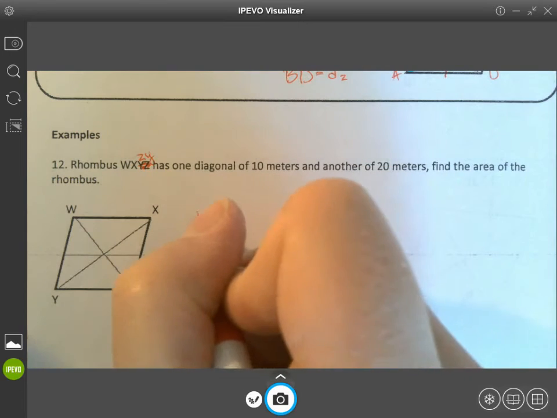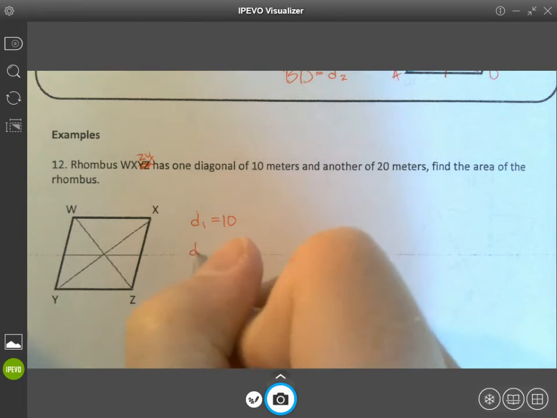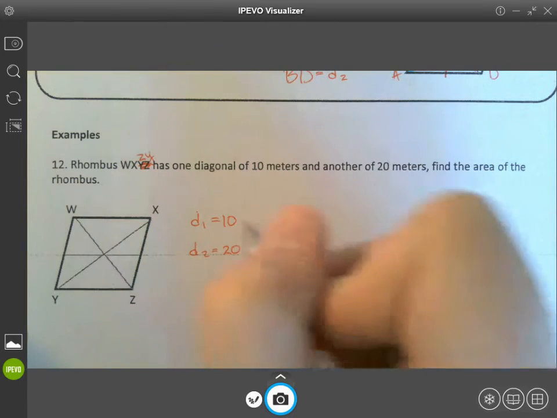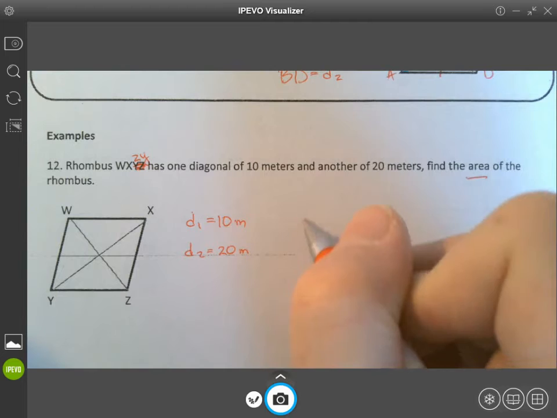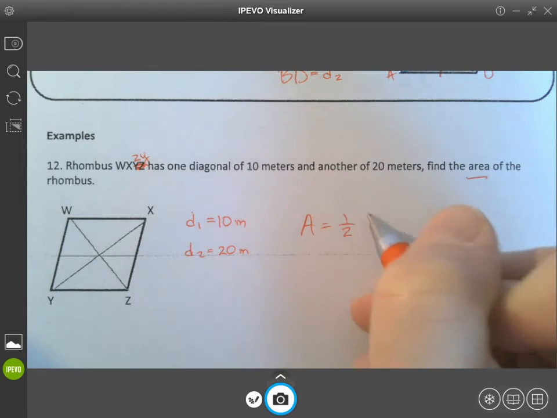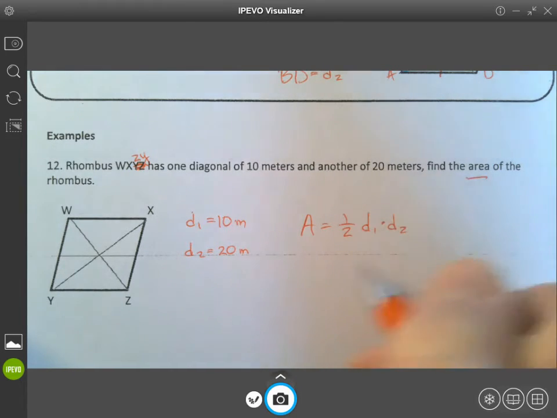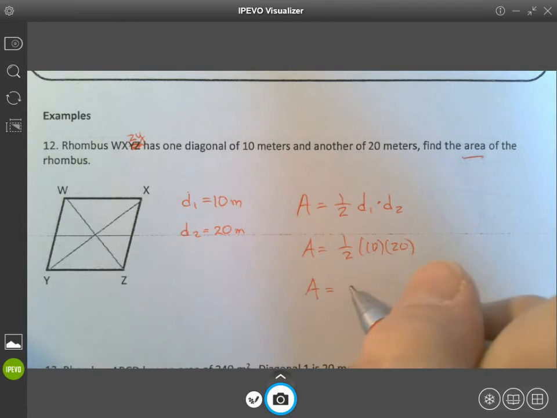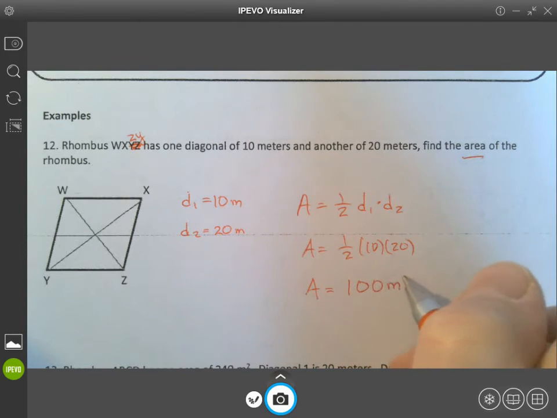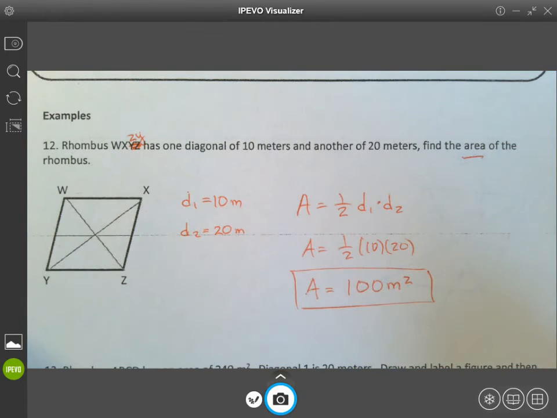Now, one diagonal, so diagonal 1 is 10 meters. Diagonal 2 is 20 meters. It doesn't matter which one you call what because we're multiplying. And to find the area of a rhombus, it is 1/2 diagonal 1 times diagonal 2. So that's pretty simple. It's 1/2 of 10 times 20. So you can throw that in the calculator. You can take 10 times 20 and take half of it. No matter how you cut it, you get 100, and it would be meters squared. That's it. Pretty simple when you know the diagonals.